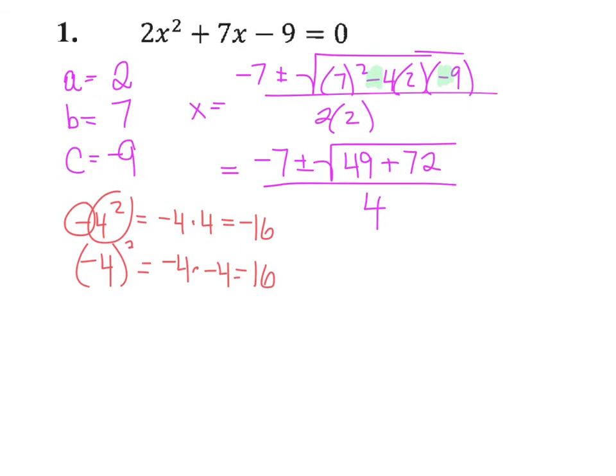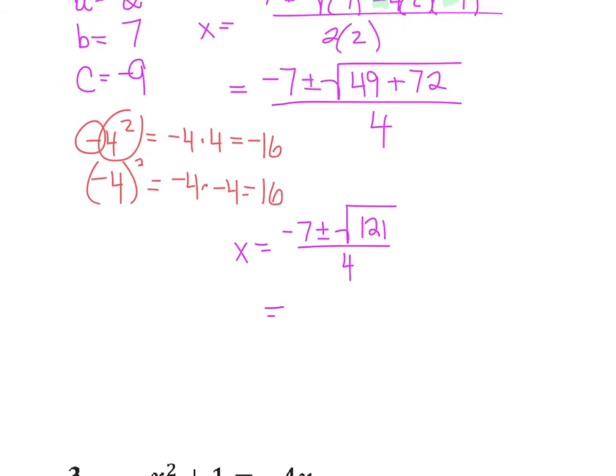Okay, so moving along, I kind of took up a little too much space here. I will have x equals -7 plus or minus the square root of 49 plus 72 is 121, divided by 4. At this step, you want to simplify your radical if that's possible. I noticed, hopefully you noticed as well, that the square root of 121 is going to be a nice integer because 121 is a perfect square. So this is going to equal -7 plus 11 over 4, and then -7 minus 11 over 4.